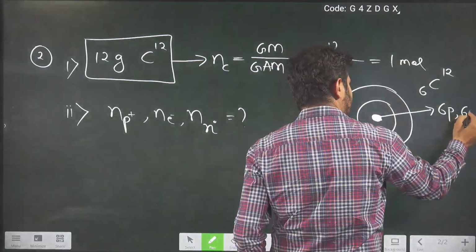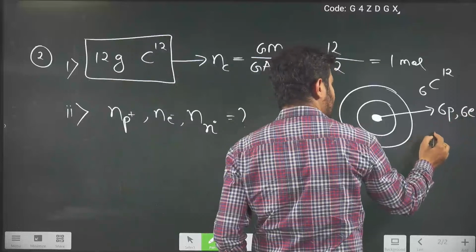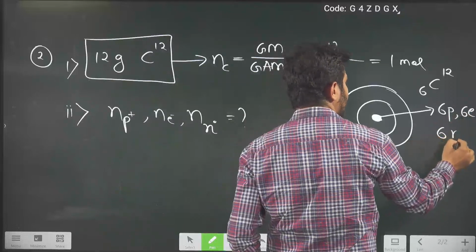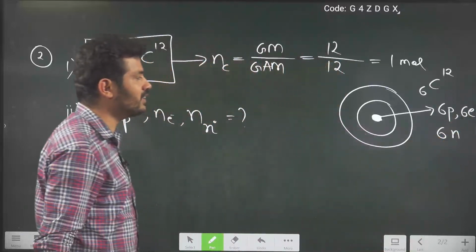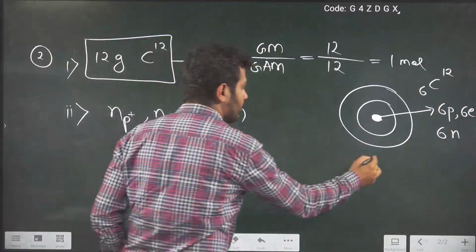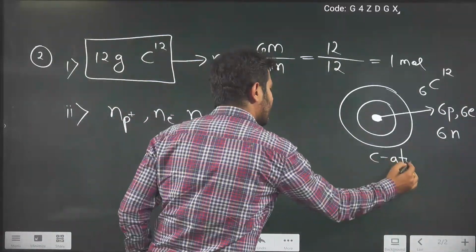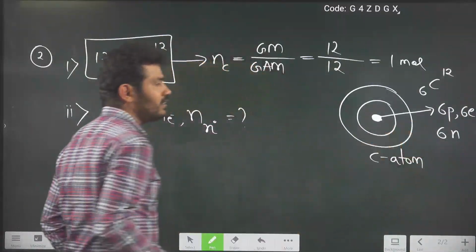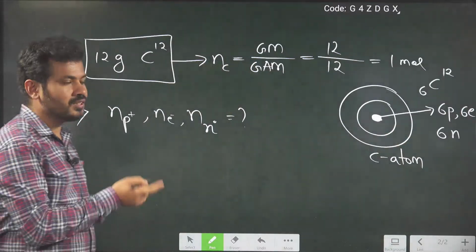Anyway we know that the proton and electron count will be the same, right? So we have 6 protons, 6 electrons, 6 neutrons in one single carbon atom. In one carbon atom there are 6 protons, 6 electrons, 6 neutrons.